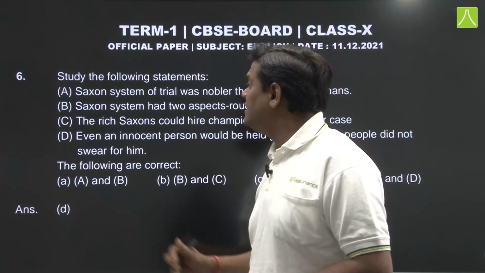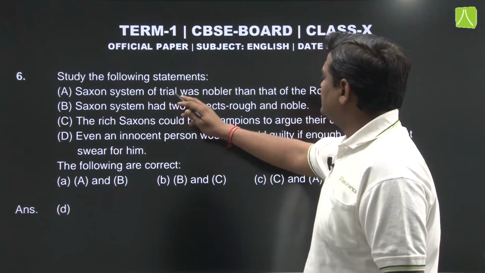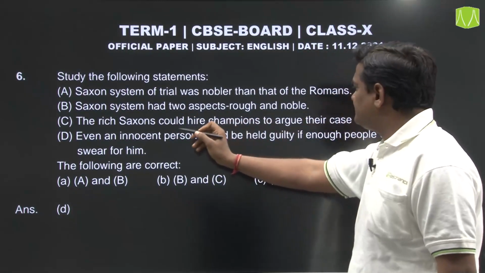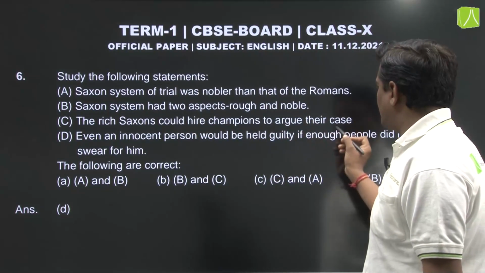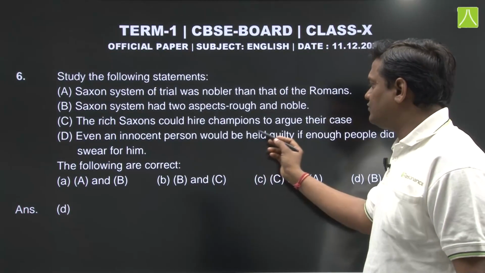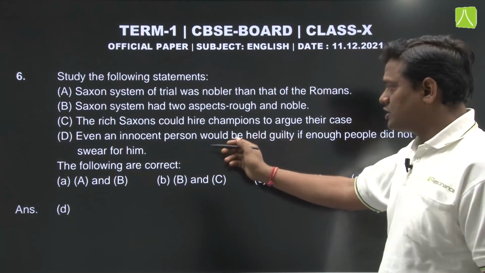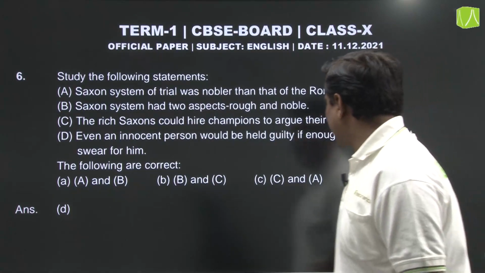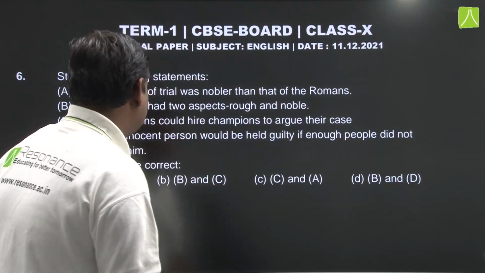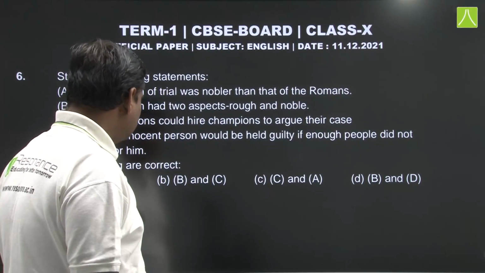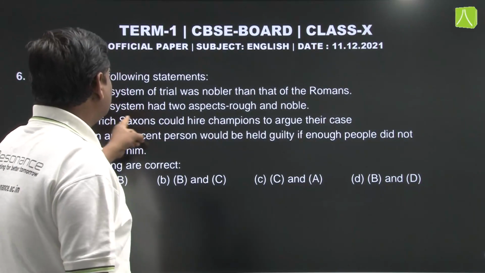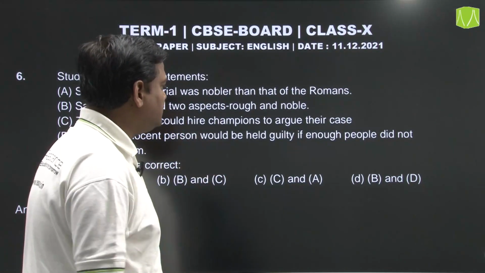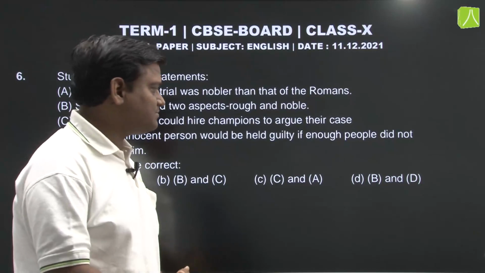Now question number 6. Study the following statements. Saxon's system of trial was nobler than that of the Romans. Saxon's system had two aspects, rough and noble. The rich Saxons could hire champions to argue their cases. Even an innocent person would be held guilty if enough people did not swear for him. After reading these statements, we come to know which options are correct. So in this, option D, B and D are correct. The Saxon system had two aspects, rough and noble, and even an innocent person would be held guilty if enough people did not swear for him. Both statements are correct.